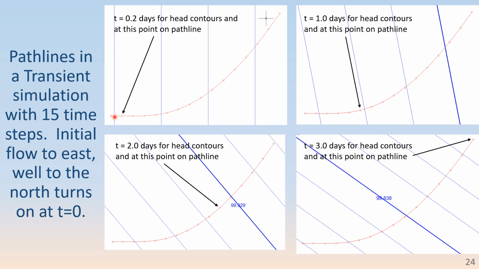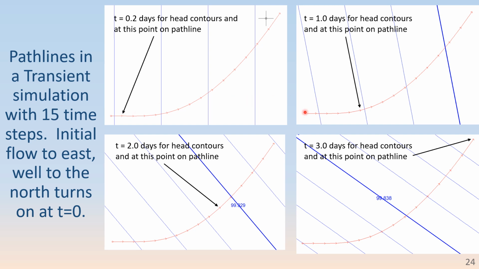And what happens in this model is that somewhere to the northeast, a well turns on at time 0 and begins to affect the flow field. So the contours that are drawn here are for time equals 0.2 days, and this arrowhead is at 0.2 days into the simulation. And you can see that the flow is going perpendicular to these contours.